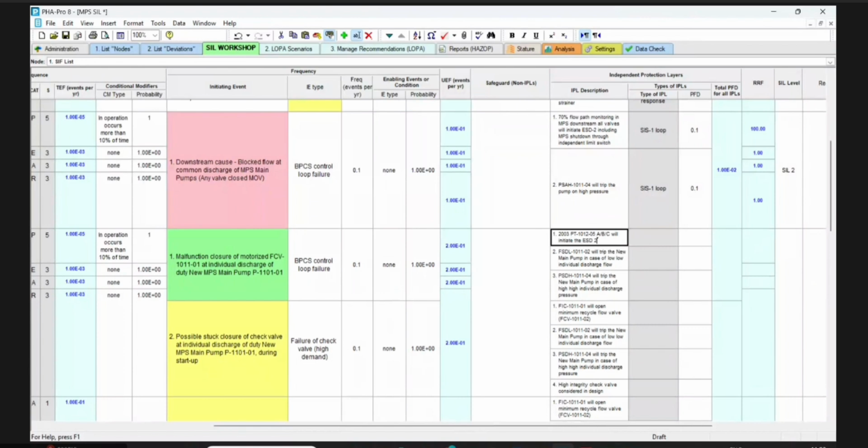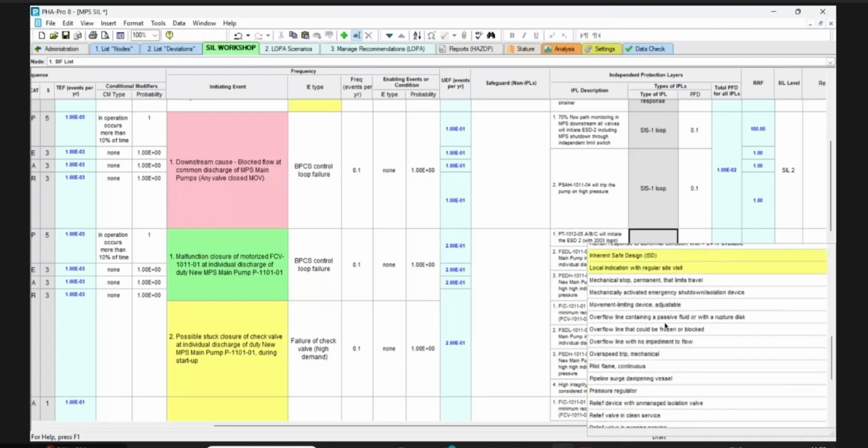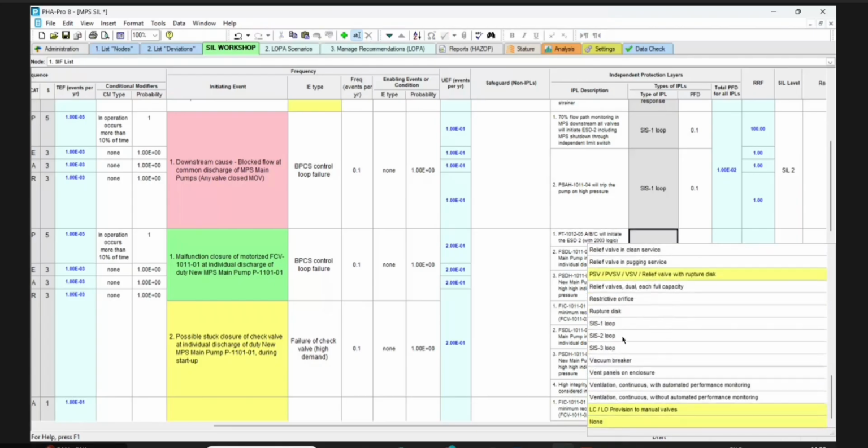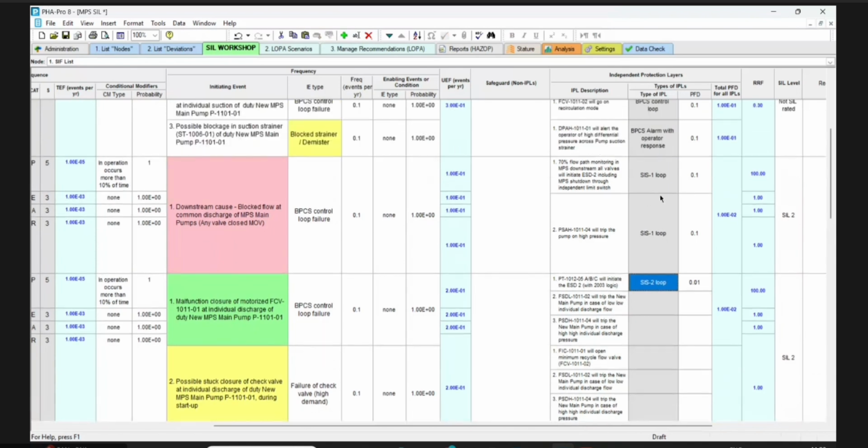Is this a new tag number or old tag number? This is a new tag number. We can say that PT ABC with 2 out of 3 logic. But guys, if it is a SIL 2, then with 2 out of 3 logic, not 2003. So this is SIL 2, right? Yeah, we can consider it as SIL 2. That means I have taken credit of SIL 2 earlier also. Here I have not taken SIL 2, I have taken SIL 1. That is okay.